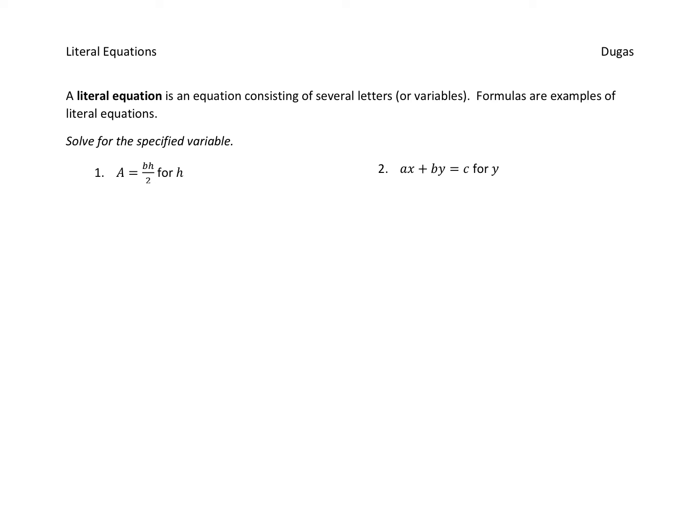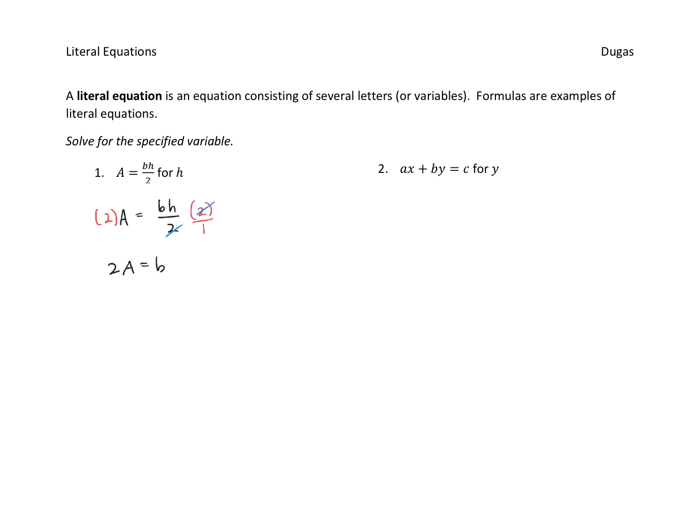So for number 1, let's just try this. We're going to try to get H by itself. The first thing I notice that's bothering me is that 2, the 2 in the denominator. So let me just rewrite this so I have room to work here. It's B times H divided by 2. Remember, to undo division, you should multiply. So to undo this divided by 2, I'm going to multiply both sides by 2. This is like 2 over 1, the 2's divide out, because 2 over 2 is 1.